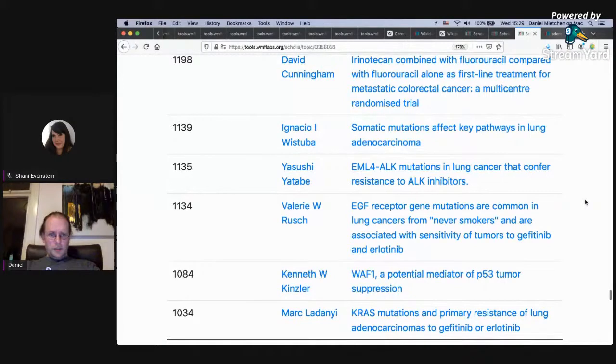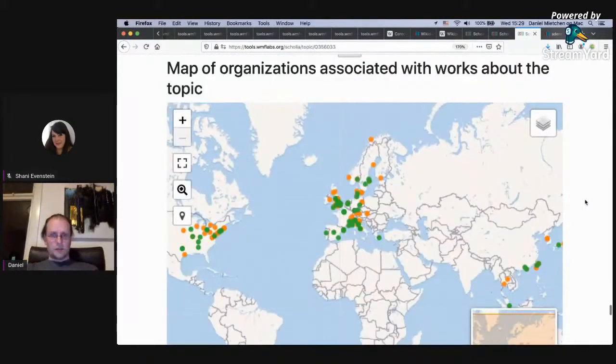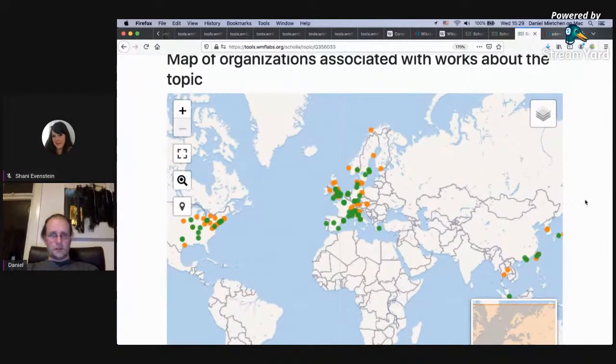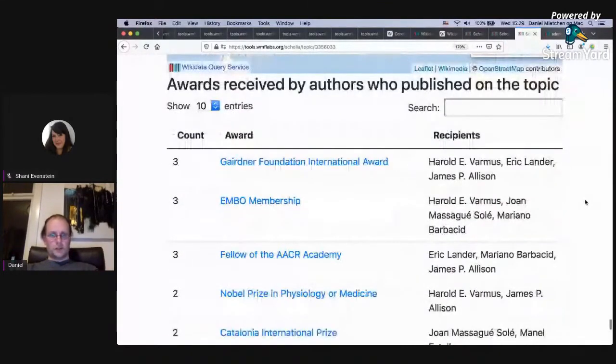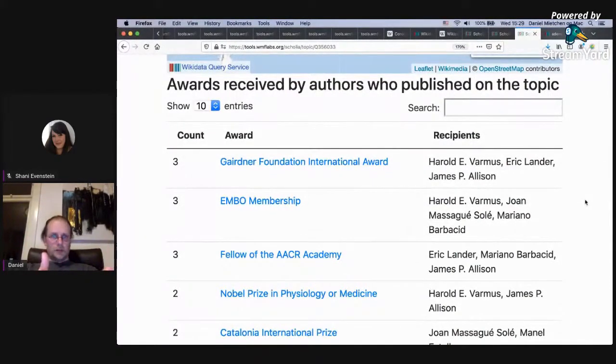And authors, they're associated with certain organizations. And those organizations have a geolocation, so we can show them on a map. And then some of those authors have received some awards, and so we can show that. And again, the information as to which authors received an award who also published on the topic is actually distributed in a graph.